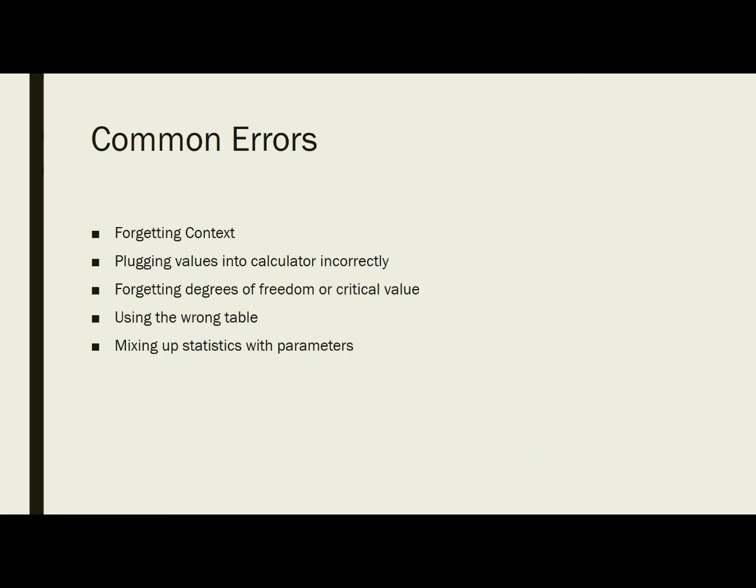So, as a quick side note, a couple common errors include forgetting to add context, plugging in values into the calculator incorrectly, forgetting degrees of freedom or a critical value, using the wrong table, or mixing up statistics with parameters with correct notation and such. To avoid these errors, be sure to show all your work and be deliberate. Plus, if you have extra time, it is recommended that you do each question both on paper and using your calculator. This will ensure you catch possible errors and can double check your work.